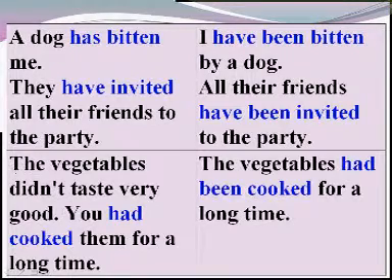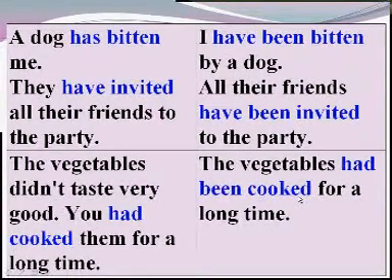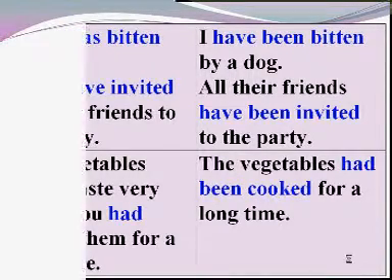Another, the vegetables didn't taste very good. You had cooked them for a long time. We start with the vegetables, then had, and then been and past participle. The vegetables had been cooked for a long time.